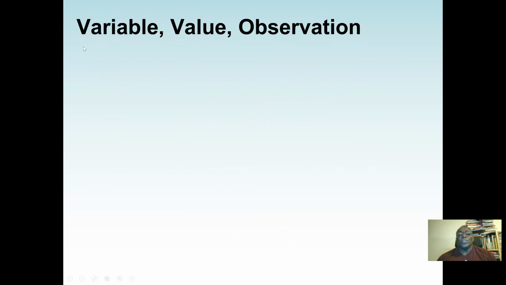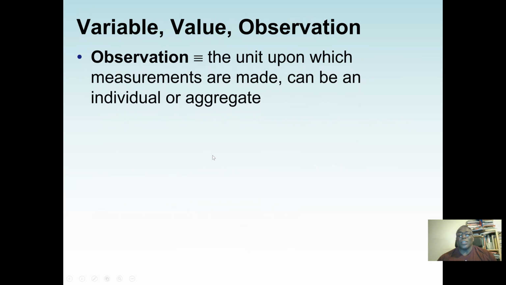So next we move to what is a variable, value, and observation. And one thing I would say is that here we are studying statistics, not college algebra. So we know in college algebra, variable means any unknown value. So we represent any unknown value as a variable, maybe X or Y. But in statistics, it's a little bit different. So first, let's go through what is an observation. So observation will be the patient or the person. So here we say the unit. The unit upon which measurements are made can be an individual or aggregate.